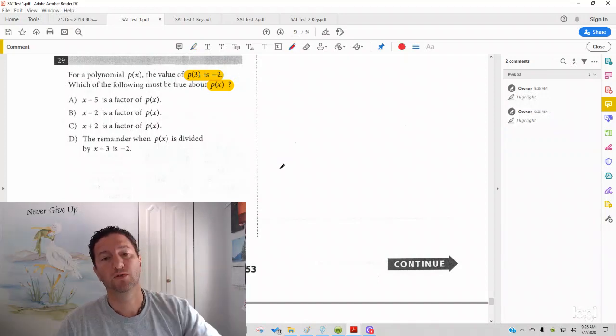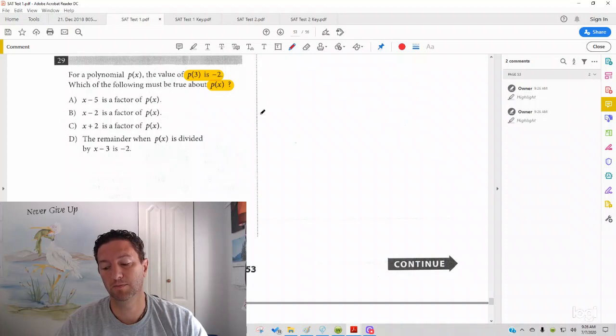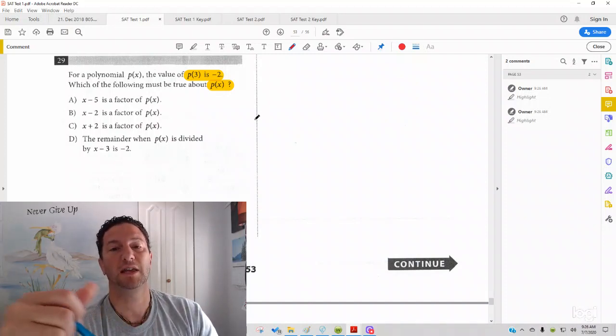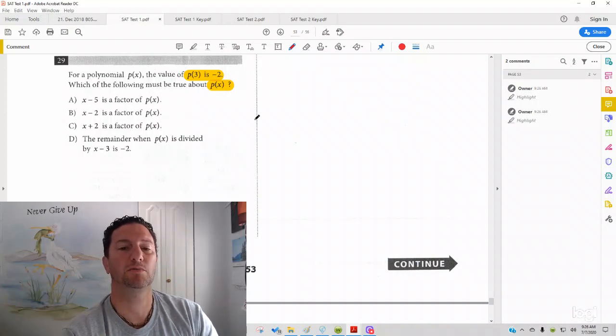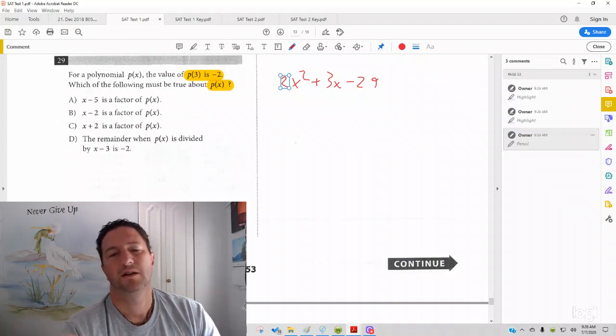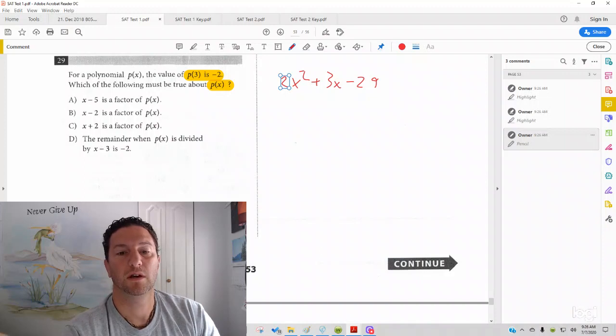So first, I'm going to make up a polynomial that when you plug the 3 in, you're going to get negative 2 as an answer. So here's my polynomial: 2x squared plus 3x minus 29. So where did I get that from? I just made it so that if I plug 3 in for my x, I'm going to wind up with negative 2.